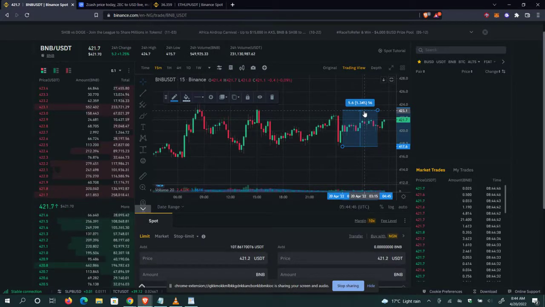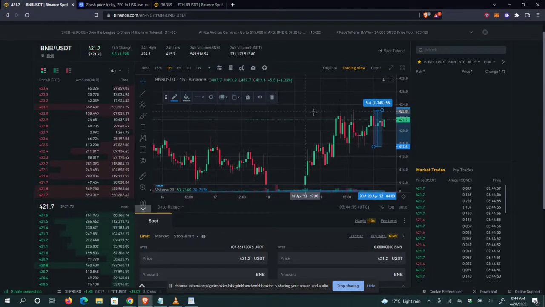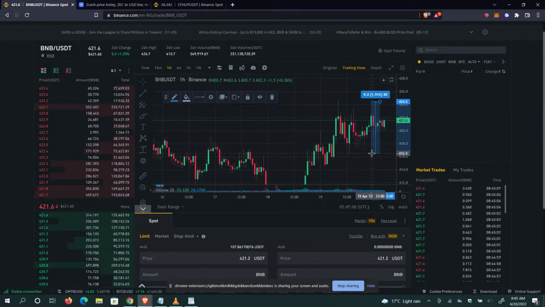You don't really mind how long it's going to take to get there, because we are on a 15 minutes time frame here. Maybe I should change it to 1 hour. The 15 minutes is just too short. Okay. I think a 1 hour is a better picture. So you want to take a trade from here. You took a position around here. It's just an example.